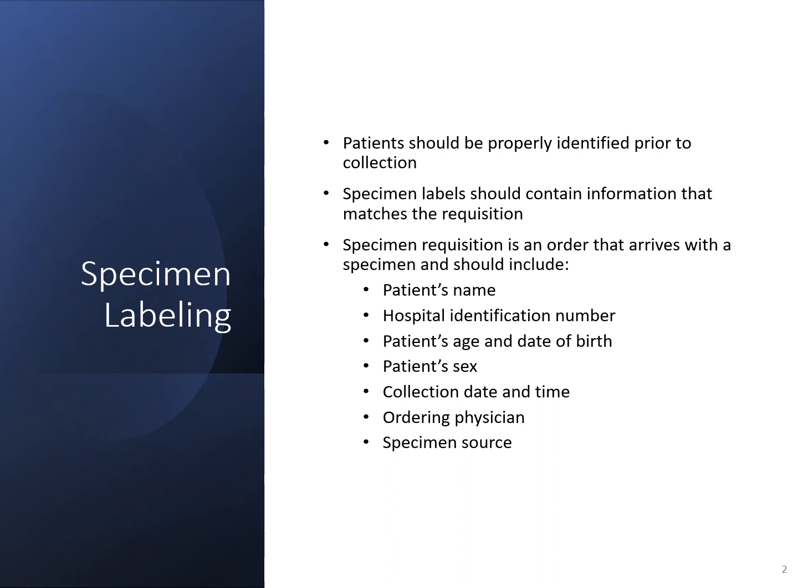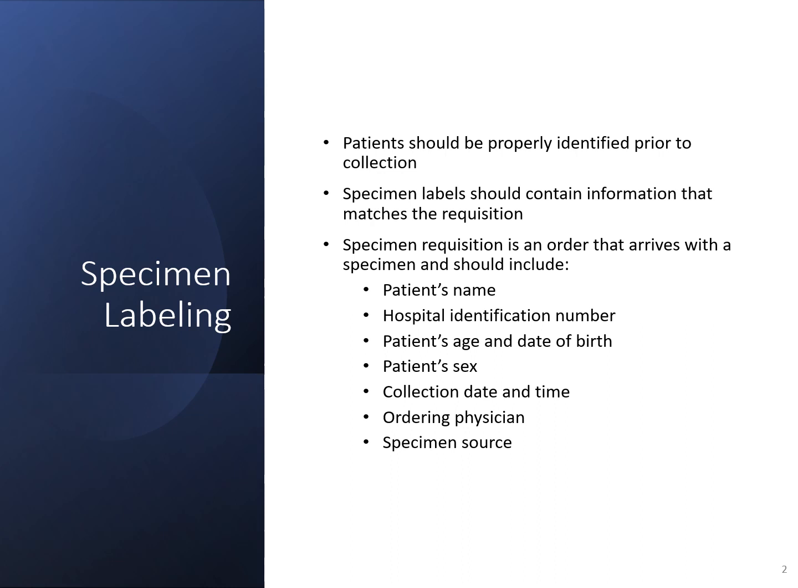And it should contain all of the necessary information, as well as match the order that comes with it. So whether it's a paper requisition or an order in the computer, the information on the collection container should match that order and requisition. For example, if the patient's name is spelled one particular way on the requisition, then it should also be spelled the same on the patient's sample.